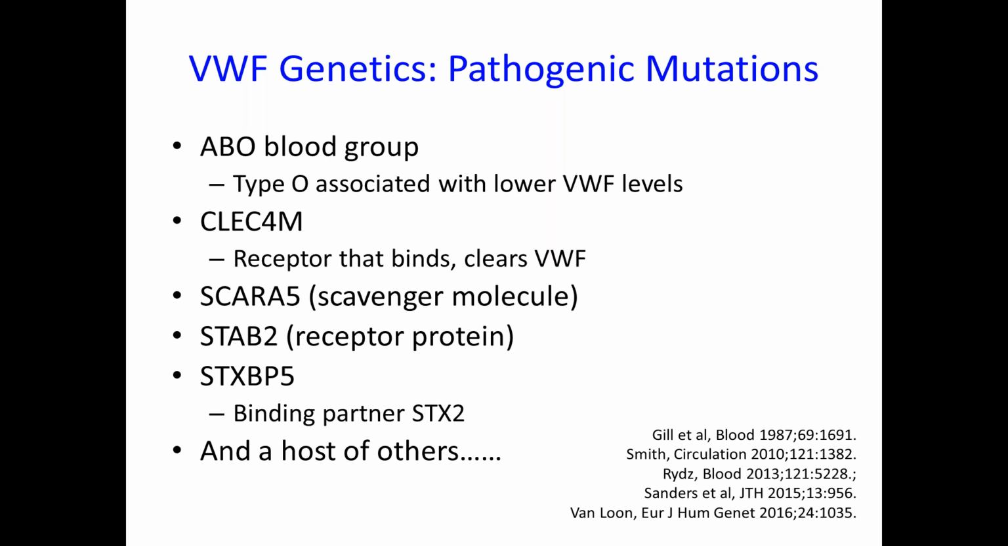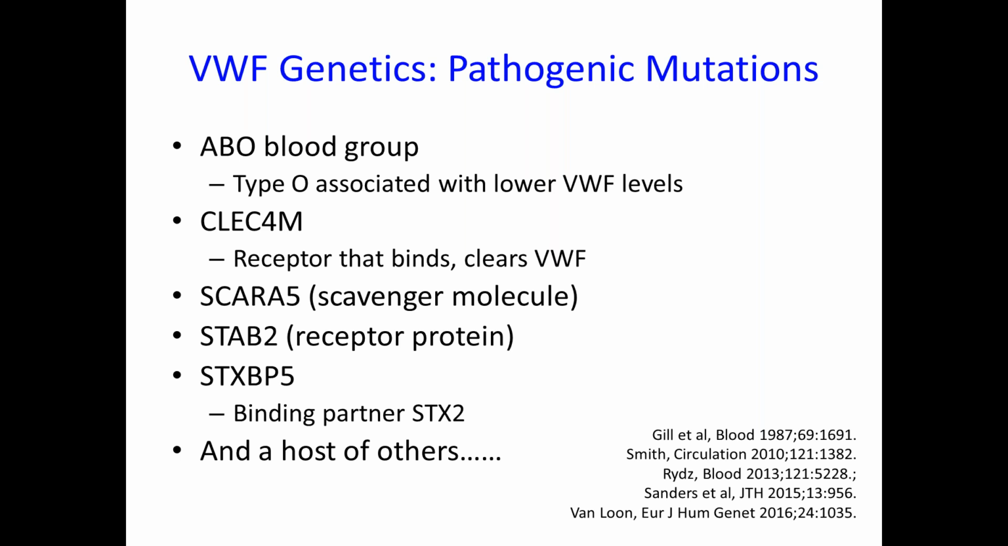There is a lot of interesting data that's come out of large genome-wide association studies of other areas that affect VWF level. So CLEC4M is a receptor that binds and clears von Willebrand factor. If you have variants in CLEC4M, you may have increased clearance of your VWF and fall into that low VWF or type 1 category based on a variant in a gene that works with VWF, but that isn't VWF. SCARA5 is a scavenger molecule, and that's also been implicated in von Willebrand disease, as have stabilin-2, syntaxin binding protein 5, and there's a host of others that are being investigated as we speak.